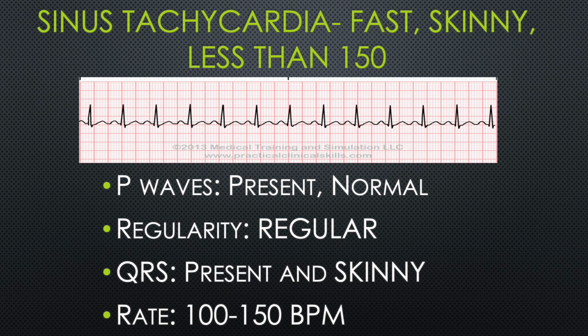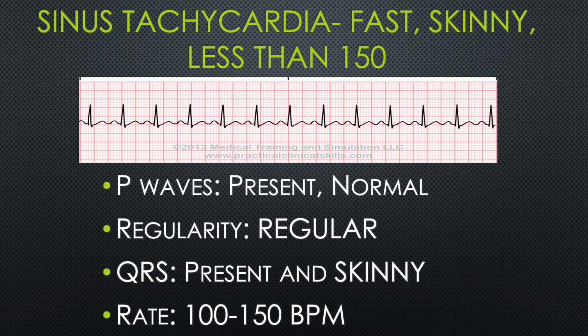So let's look at the opposite spectrum. On the other end of things, there is sinus tachycardia, and if you had to name this rhythm, you could call it fast, skinny, and less than 150. Again, P waves are present and normal, so you have that small little round hill before the pointy thing. It's going to be regular, so there's the same distance between each beat. The QRS is going to be present and skinny. And then the rate, again, is what's off. Everything is normal again, but the only thing that's off is it's fast.